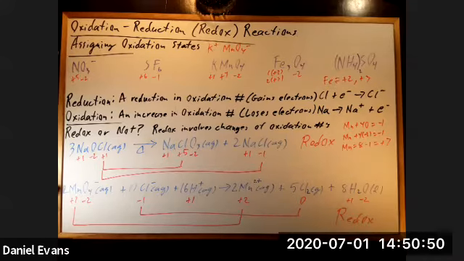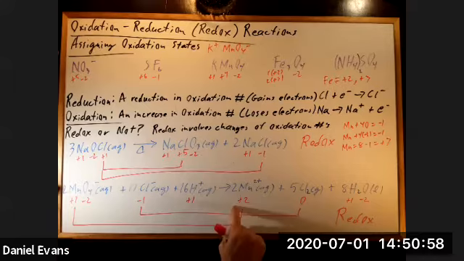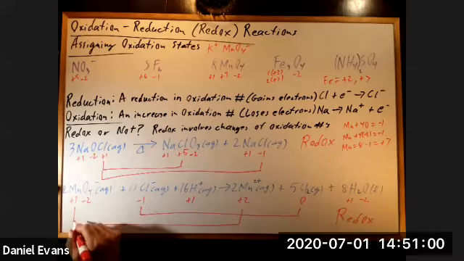The next type of question that we'll ask is, what's being oxidized, what's being reduced? So here the manganese is going from a 7 to a 2. We're reducing that number, so that's reduction.